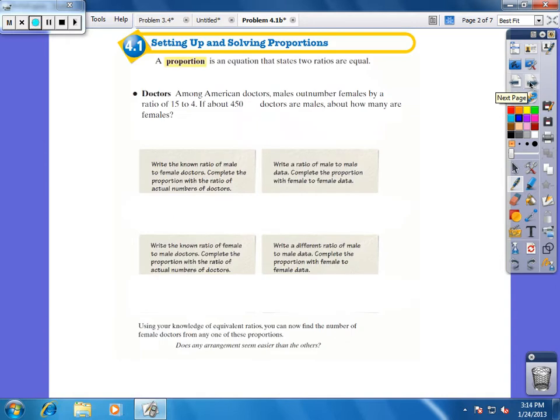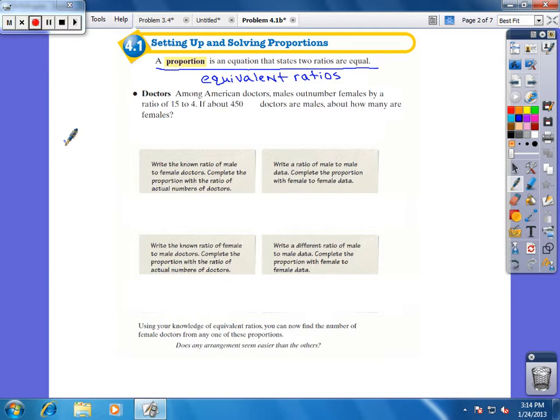Also in your C notes, let's write the definition for proportion. A proportion is an equation that states two ratios are equal. Another way to think about it is just to think equivalent ratios. When we've been doing the rate tables, they've been full of nothing but equivalent ratios. So this is something we should be really comfortable with once we get started.